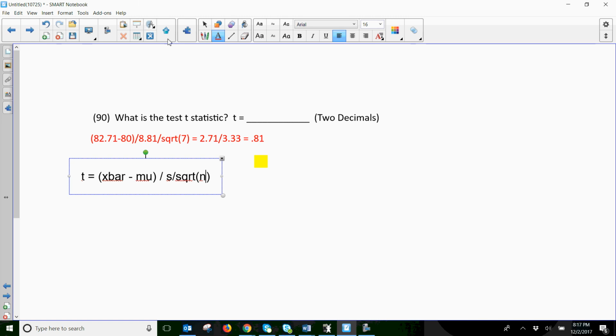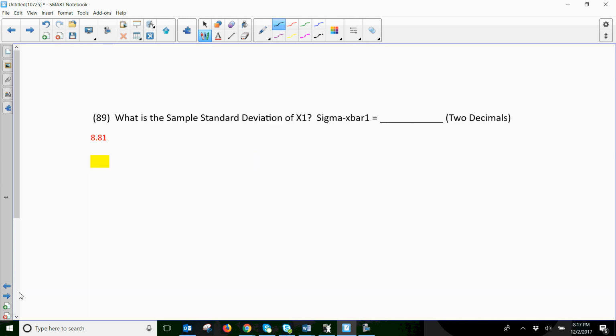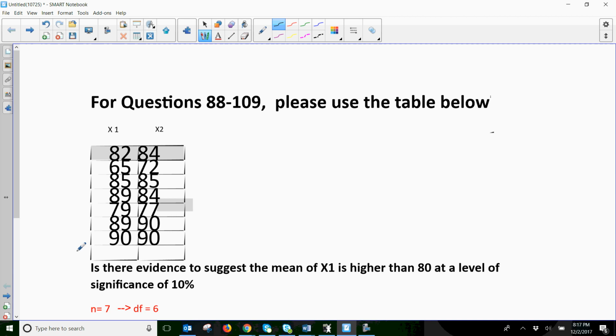So up here we can see, well, let's go back. Alright, so it says, is there evidence to suggest the mean of x1 is higher than 80? So that's going to be our null hypothesis. That's going to be mu equals 80. Okay, so take that into the next problem.